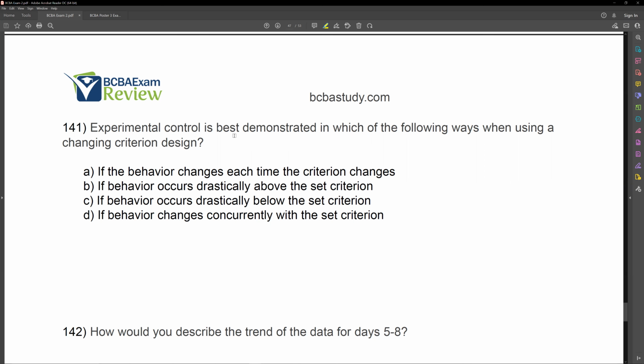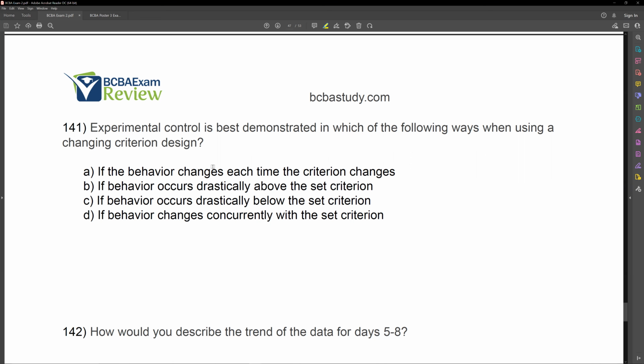141. Experimental control is best demonstrated in which of the following ways when using a changing criterion design? First things first, picture in your mind what a changing criterion design looks like and what it does. With a changing criterion design, we're taking an already known behavior and trying to increase it or decrease it systematically. So we're stair-stepping it, right?